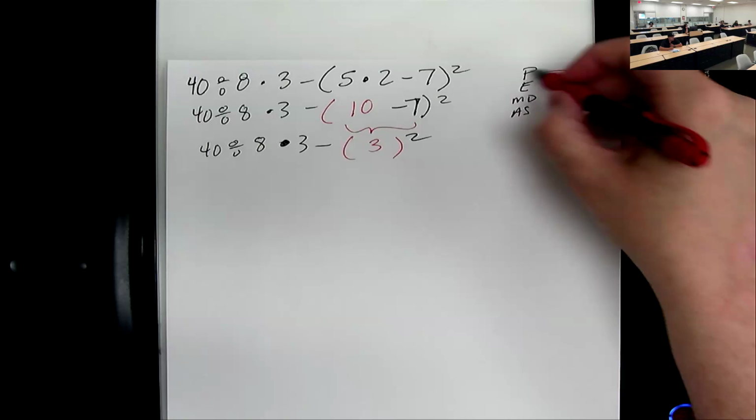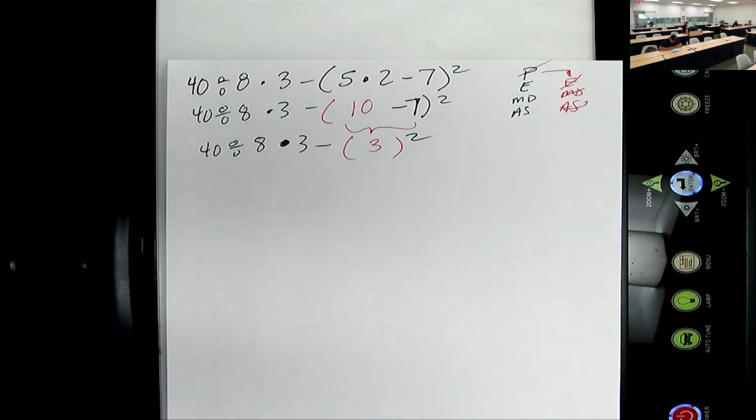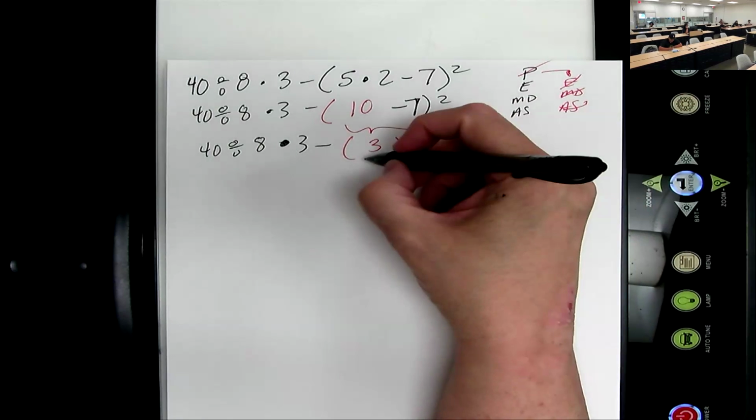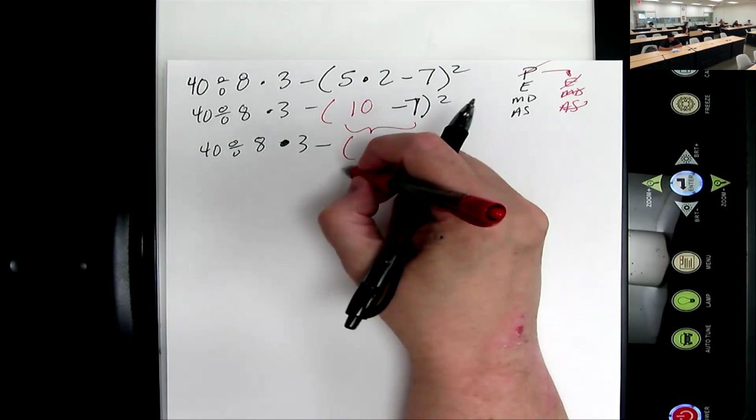We've cleared the grouping symbols. We're on to exponents. The only exponent we got is the 3 squared. 3 squared is 9.